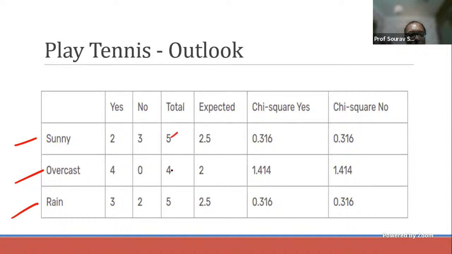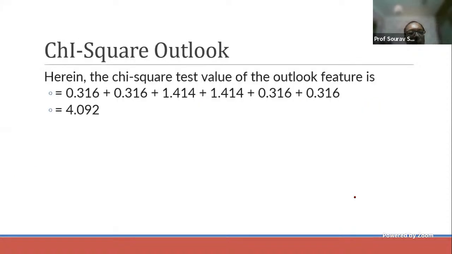So here I had 5 cases, 4 cases, 5 cases. So 5 total number of cases, 2 decisions, so expected 2.5. 4 total number of cases, 2 decisions, right? So 4 by 2 is 2. And then once again, 5 cases, 5 by 2, 2.5 is expected, right? So observed minus expected whole square by expected, right? These are the different chi-square values you can get. Once again, I add it up, I get it as 4.092.